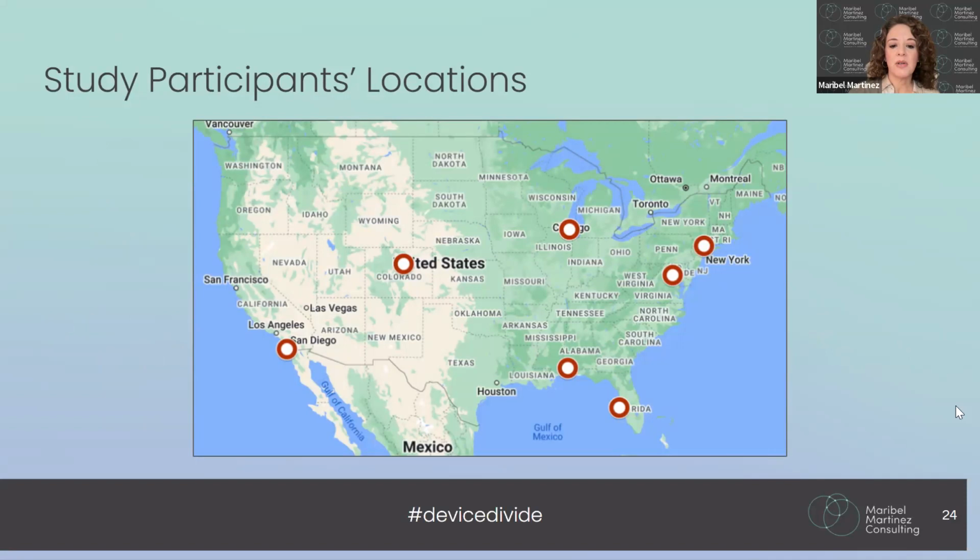As you can see here on this slide, study participants were scattered across the country, representing communities of different sizes and composition from California, Colorado, Illinois, New York, Virginia, Alabama, and Florida, from dense urban cities to small towns.